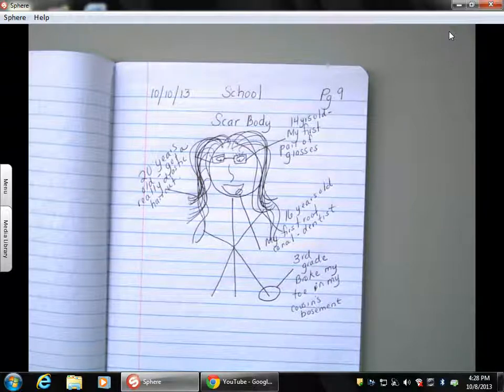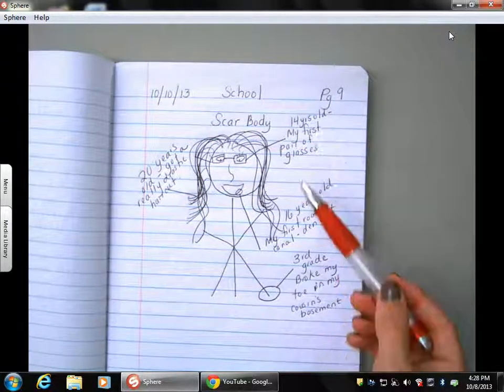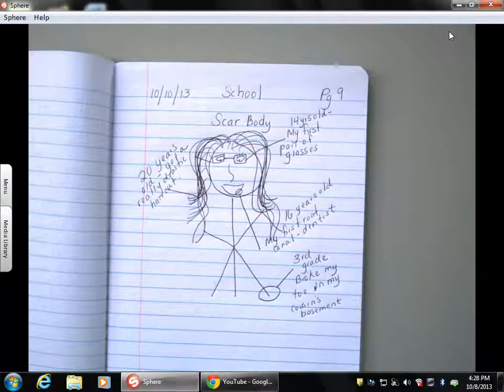So now it's your turn. I want you to start creating your scar body. And I want you to put captions, just like I have here, and write the year of how old you are next to your caption. Because this is a great way that we're going to be able to dive into personal narrative and pick a great topic for our story.